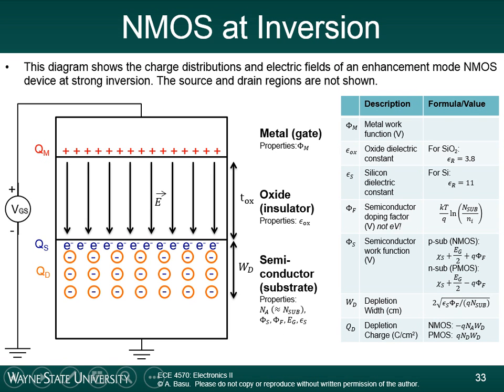Going to the semiconductor, the properties of the semiconductor include the substrate doping, and there's also the semiconductor work function, phi f, that's the distance between EI and EF. There's the band gap EG, and there's also the dielectric constant of silicon, and that is 11.